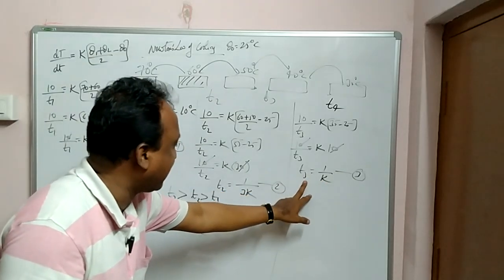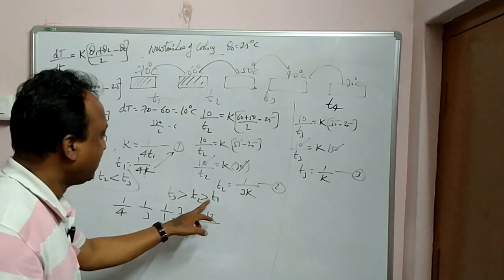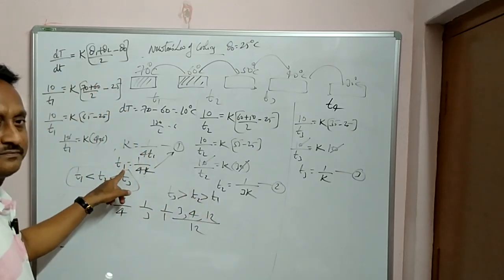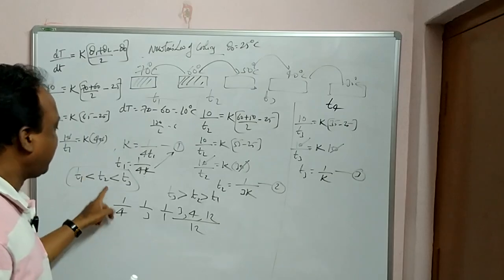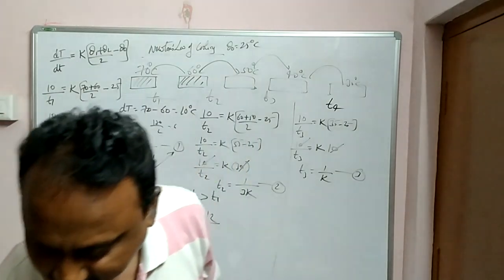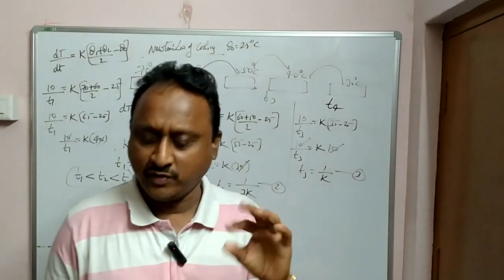T3 is greater than T2, and T2 is greater than T1. Whose time is the lowest of all? T1. T1 is lesser than T2, lesser than T3. Clear? So this is how you will explain Newton's law of cooling.